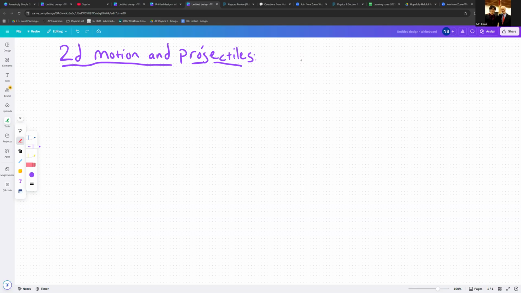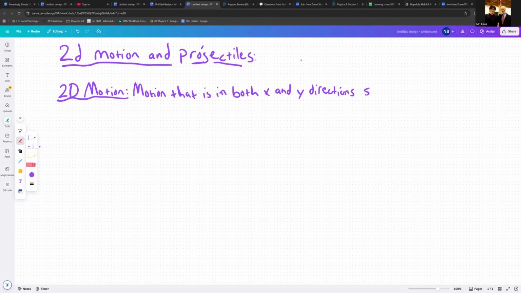Let's start with that definition by itself. One-dimensional was motion that was only horizontal or vertical, so an object traveling purely side to side or purely up and down. Now we're going to have motion that is in both x and y directions simultaneously. So that's our definition here: motion that is in both x and y directions simultaneously.